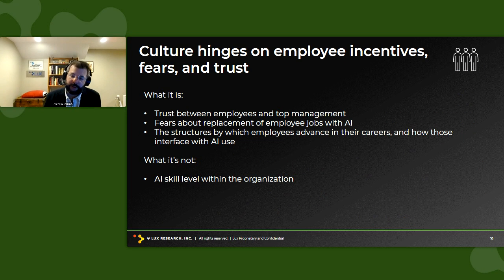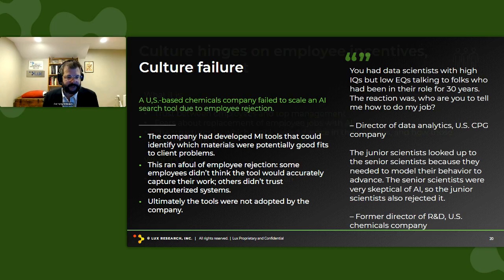And lastly, culture, right? Culture is about trust between employees and top management. It's about their fears of replacement with AI. And it's also about how employees advance in their careers, right? It's not AI skill use or AI skill level. It's really about how much employees are willing to try new things and experiment. And you can see this can be a big challenge, right?